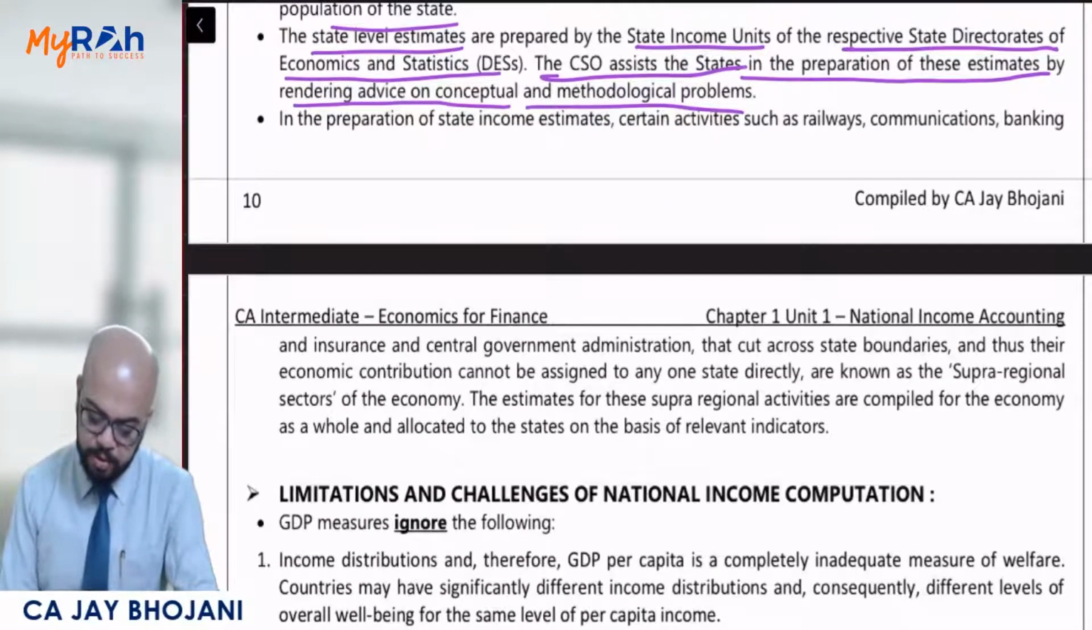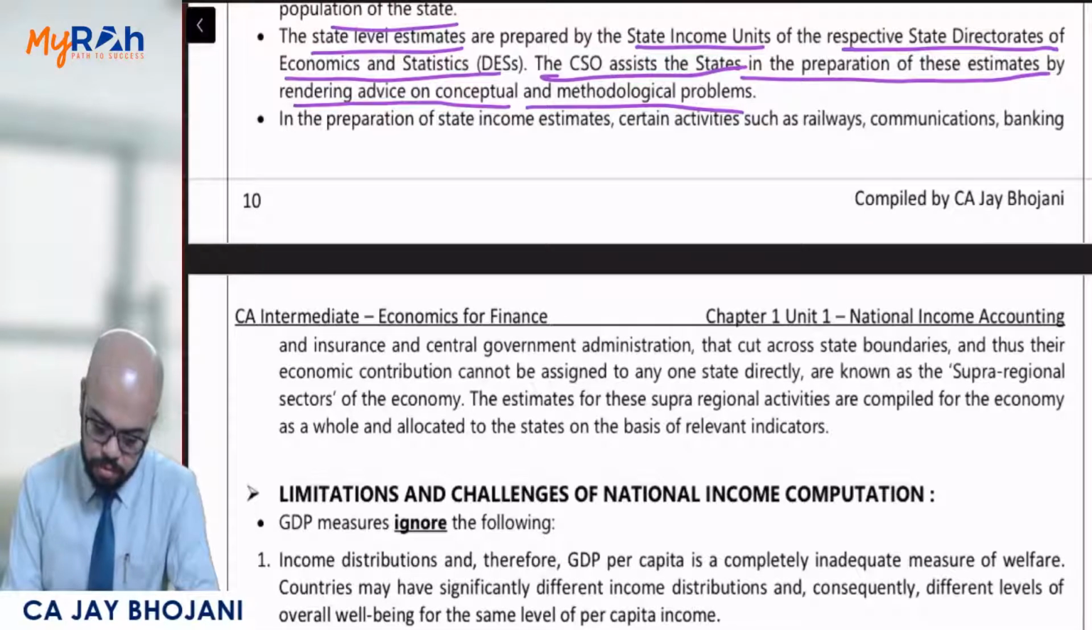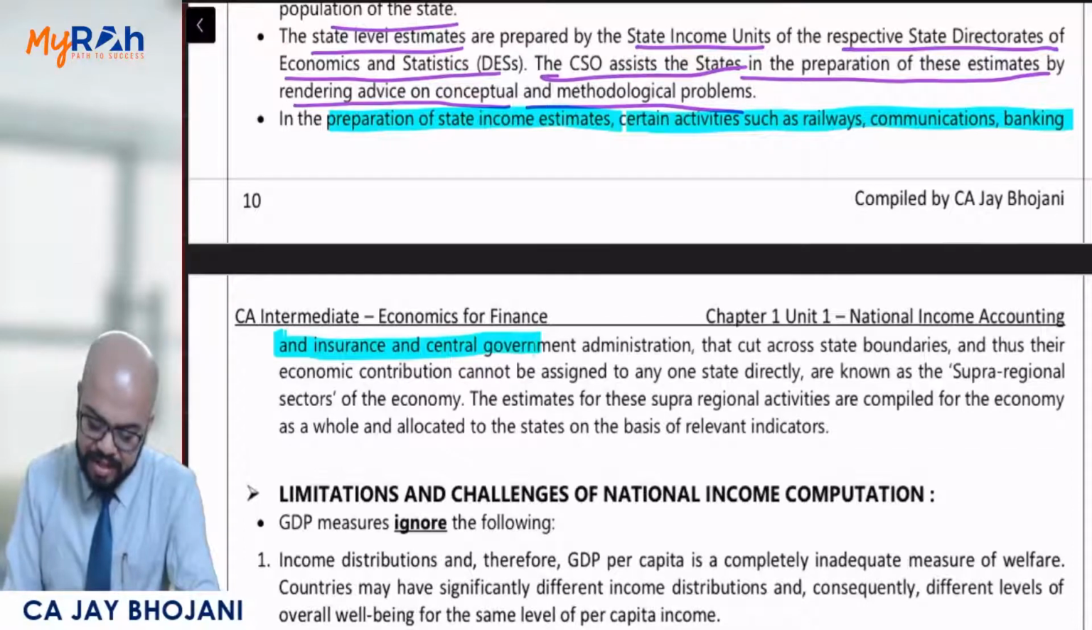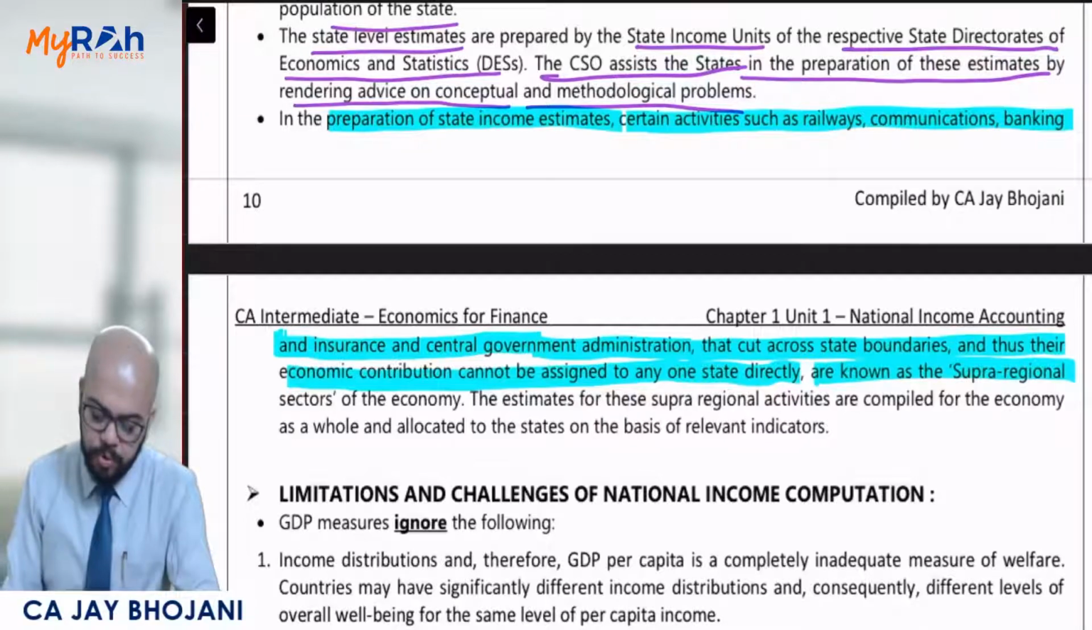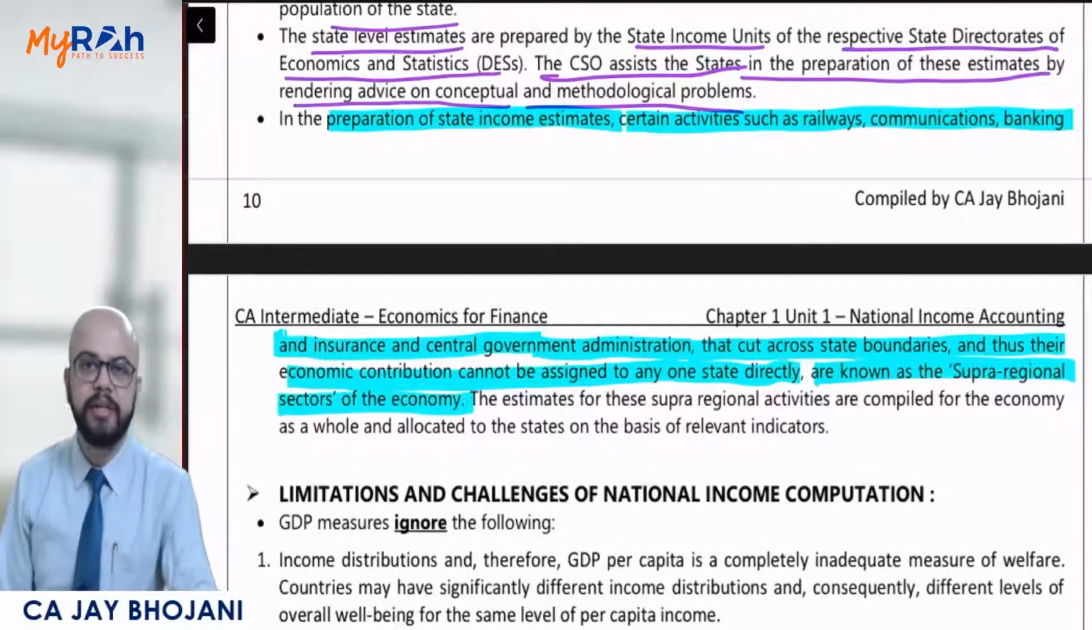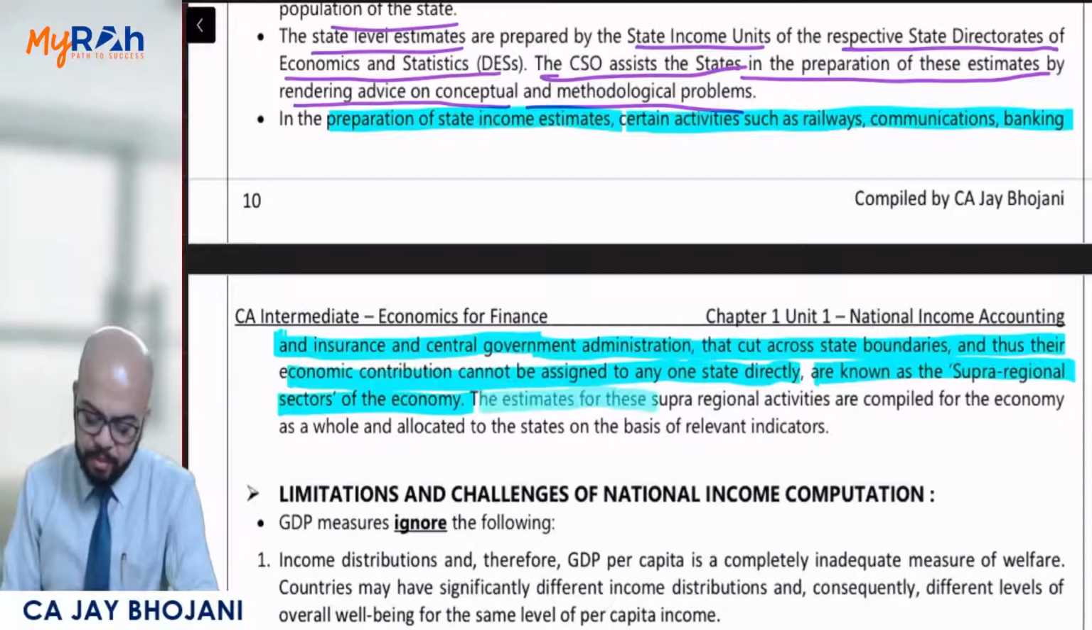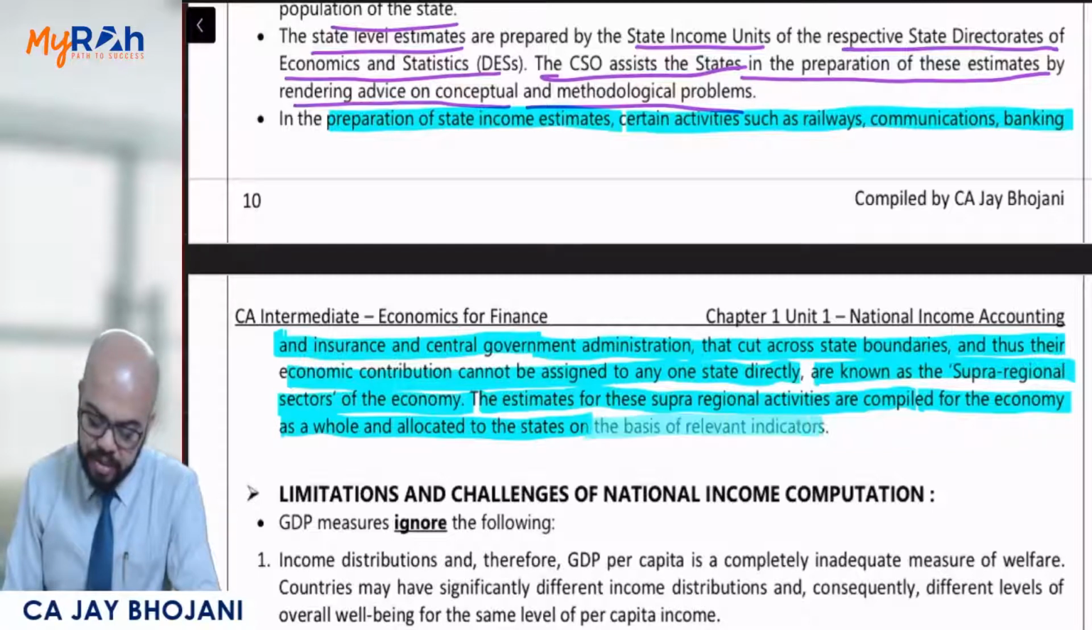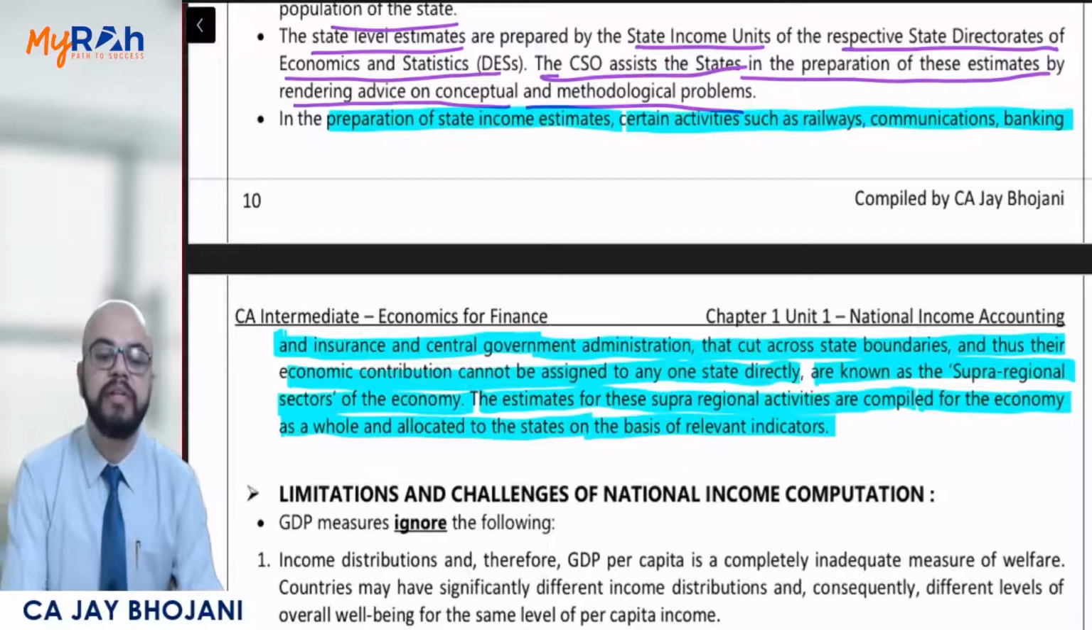Now this part is about supra-regional sectors. In the preparation of state income estimates, certain activities such as railways, communications, banking and insurance, and central government administration cut across state boundaries, and thus their economic contribution cannot be assigned to any one state directly. These are known as supra-regional sectors. What do we do with them? The estimates for these supra-regional activities are compiled for the economy as a whole and allocated to the states on the basis of relevant indicators.